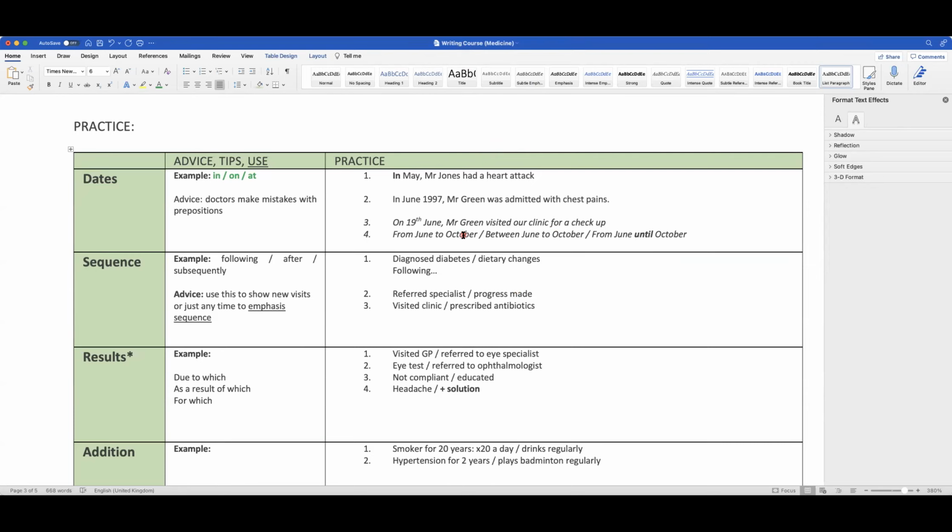After Mr. Green was diagnosed, Betul, with diabetes, diet changes were advised. Okay, so get the verbs right. Sefa: after he had been diagnosed with diabetes, he had dietary changes. Good. Yijit: after he was referred to a specialist, so passive, he made good progress. After her diagnosis of diabetes, he was advised to change dietary habits. Excellent. After being referred to a specialist, he made good progress.